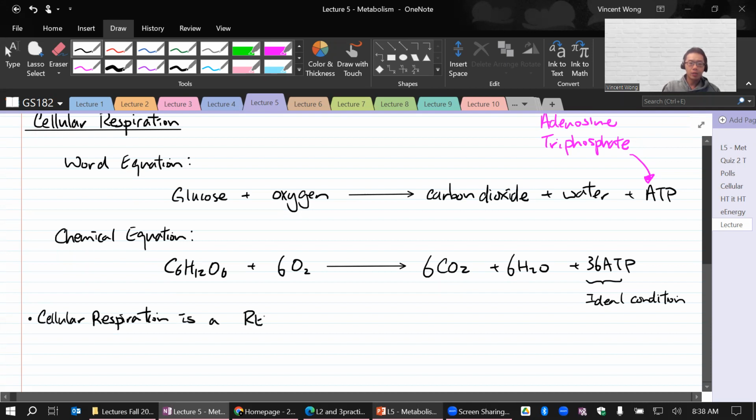Is a redox. You actually write it capital. Okay.